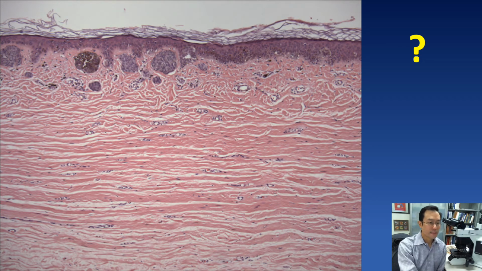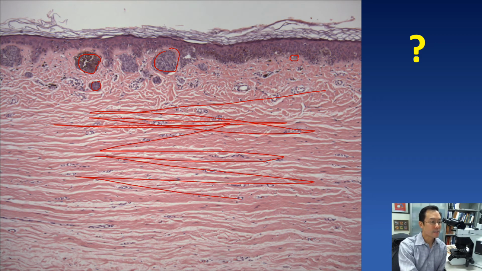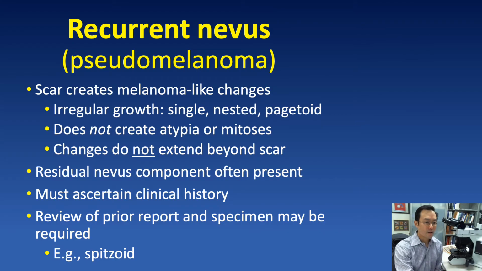How about this one? Experienced trainees, pause and assess. We have melanocytic nests that are somewhat irregular in their size and spacing, but if you notice what's going on underneath, we have east-west collagen, we have a scar. So the diagnosis is recurrent or persistent melanocytic nevus, also known as pseudomelanoma.